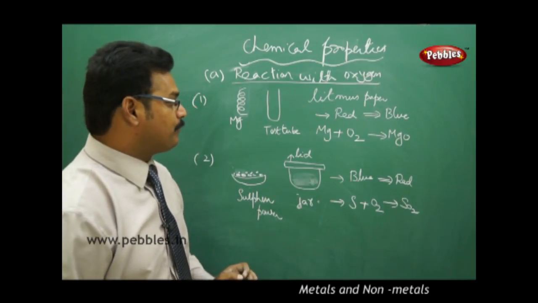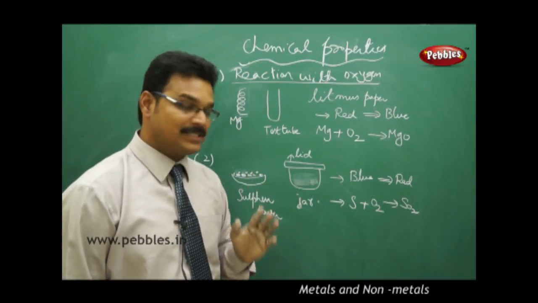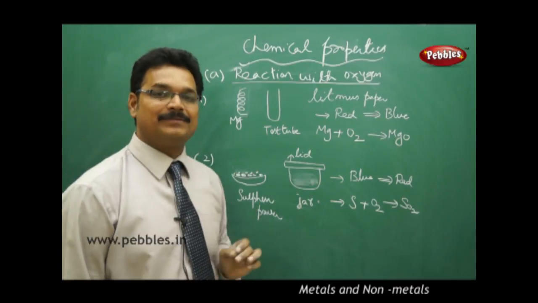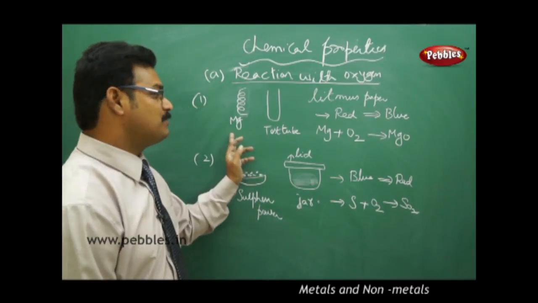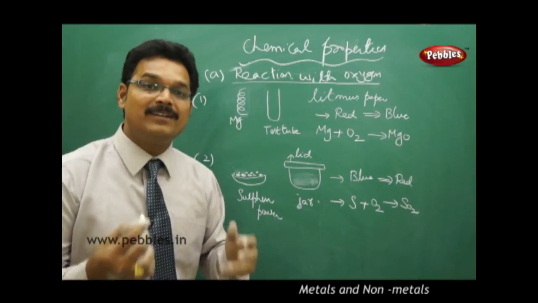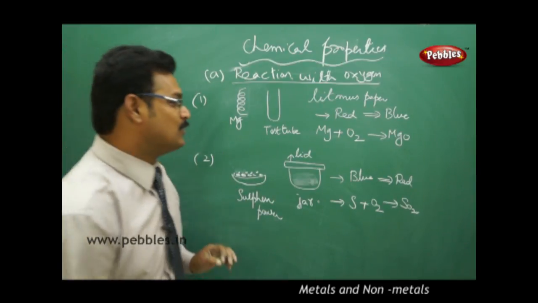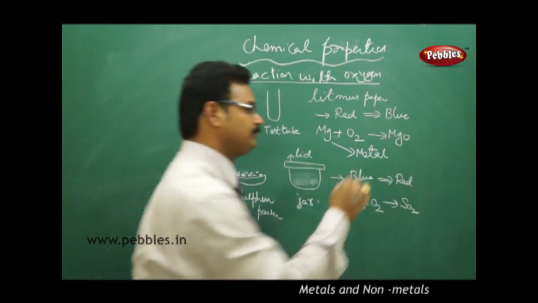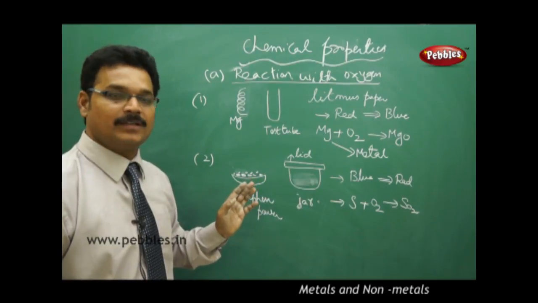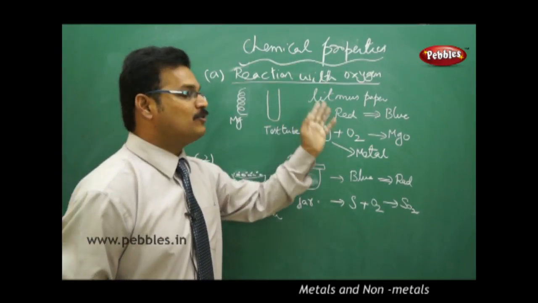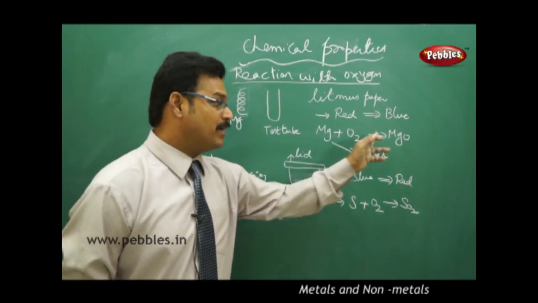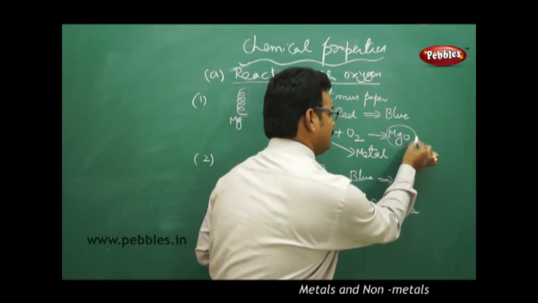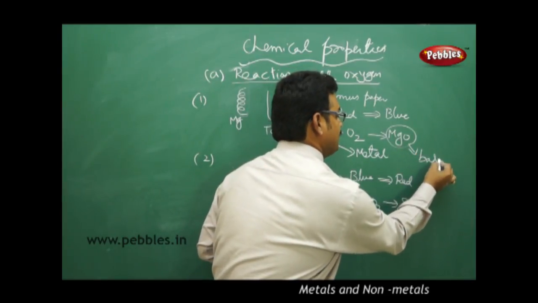Generally, the materials which change litmus paper from red to blue are called metals. So here magnesium is metal. So you have identified that the magnesium material is a metal. So metals always change the litmus paper from red to blue, because magnesium oxide, which is formed by reacting with oxygen, is basic in nature.